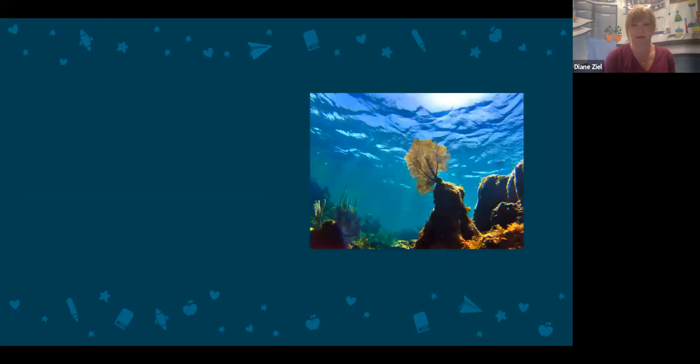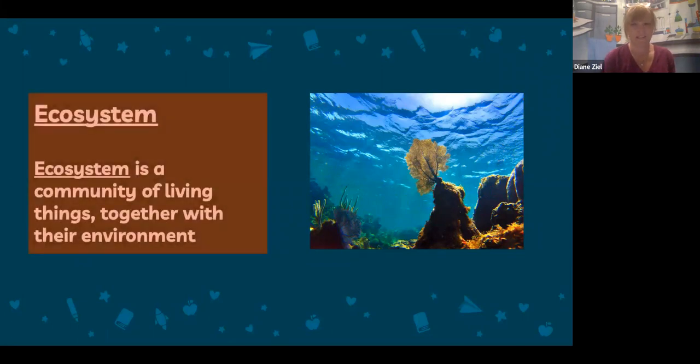Here you see an example of many different living things living together under the ocean water, beneath the ocean surface. What is this an example of? If you said ecosystem, you're correct. An ecosystem is a community of living things together with their environment.